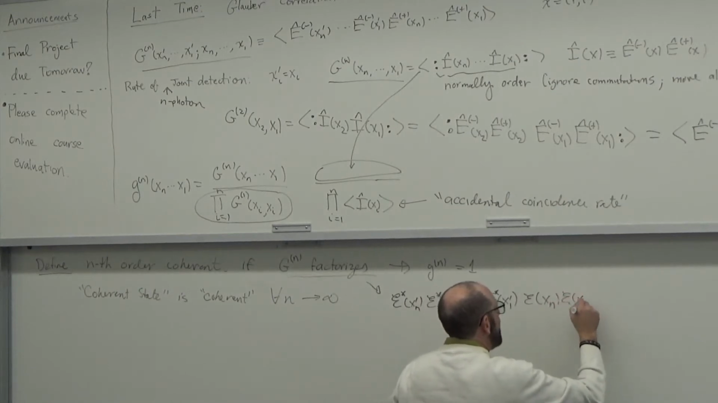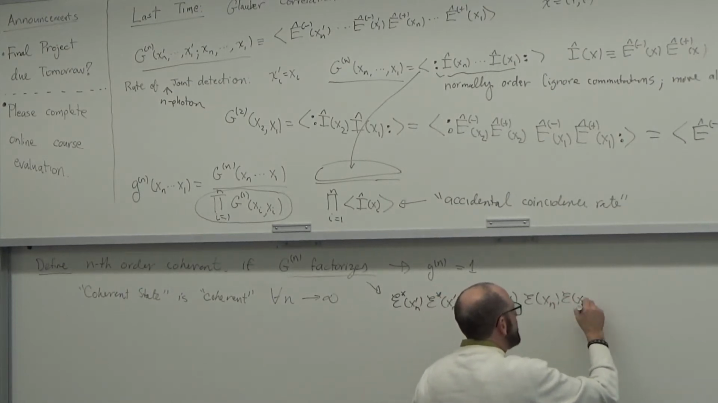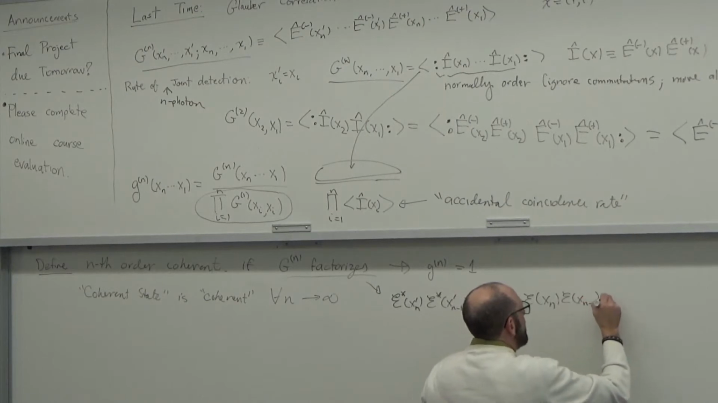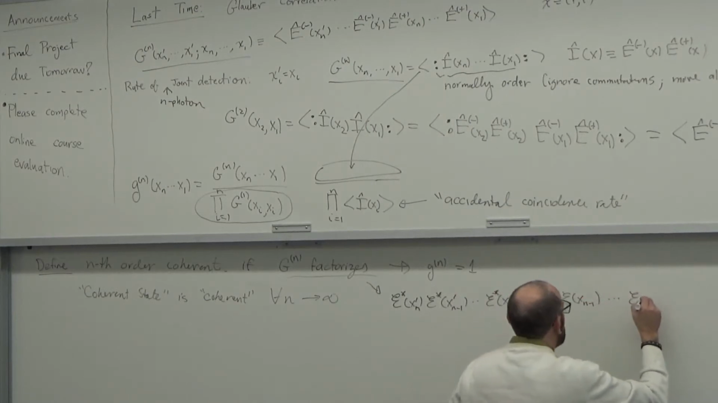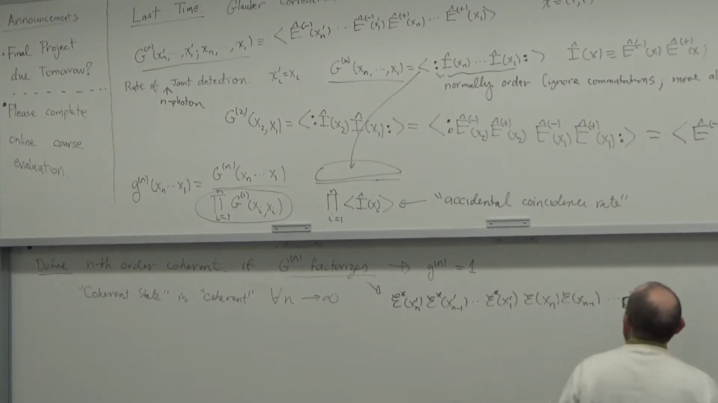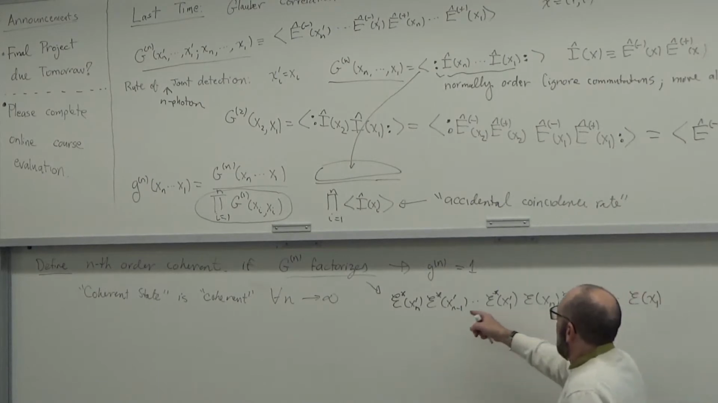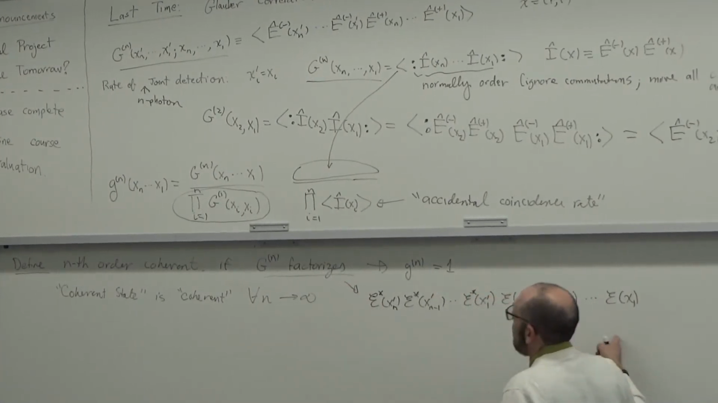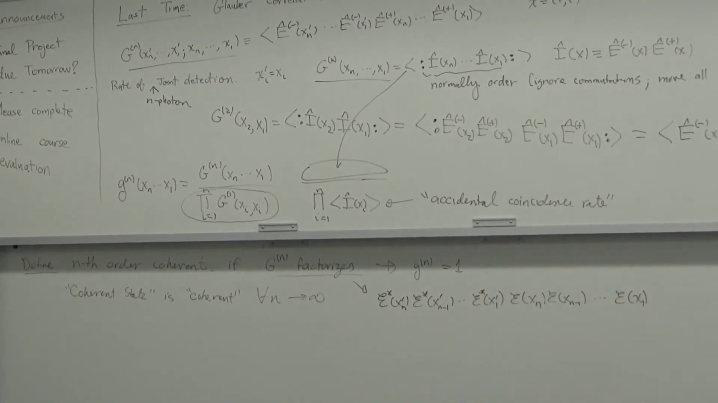where this script E is just the eigenvalue associated with that coherent state. Right? And so the correlation function factorizes no matter what n is. And that's what we define as a coherent state.